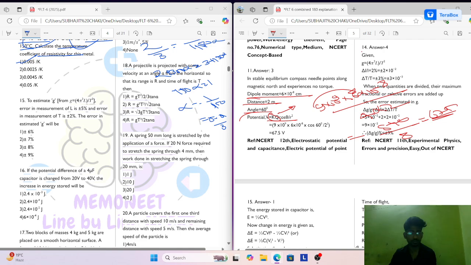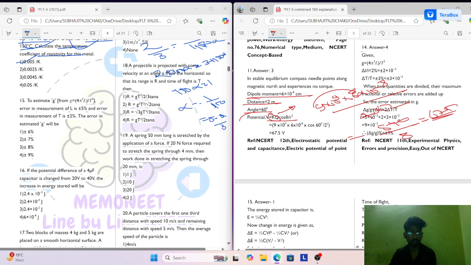Question number 14. To estimate g, the error in the measurement of L is 5%, error in T is 2%. The error in g will be: del g by g will be equal to del L by L, but in case of T it will be 2 del T by T, right?